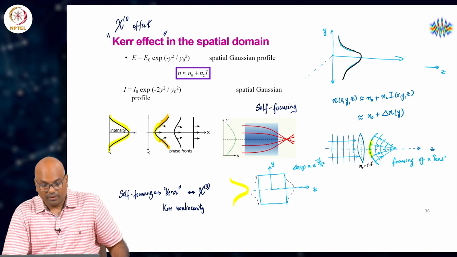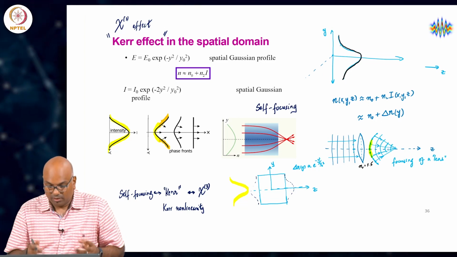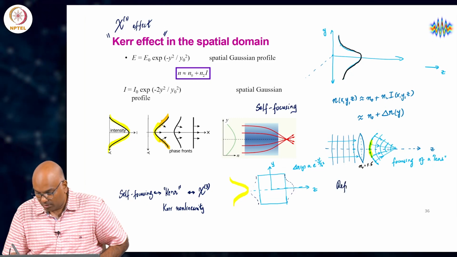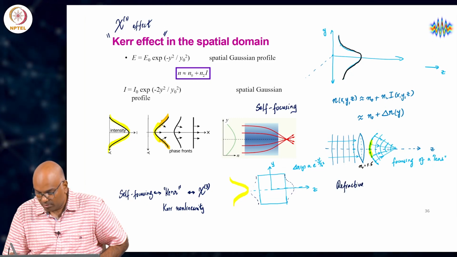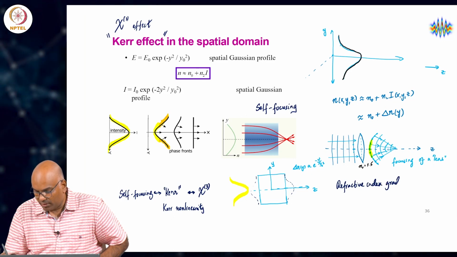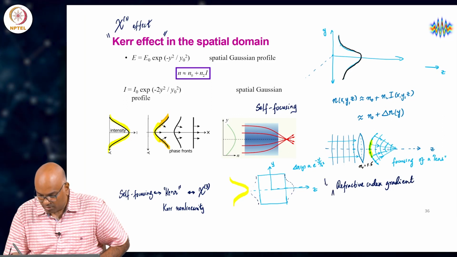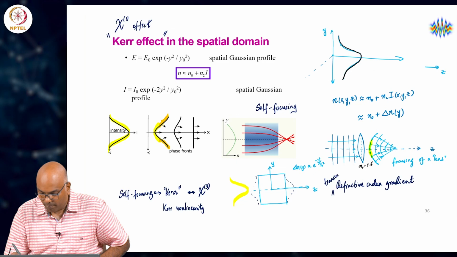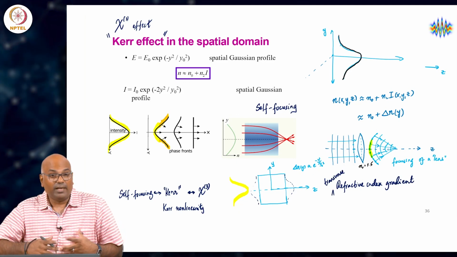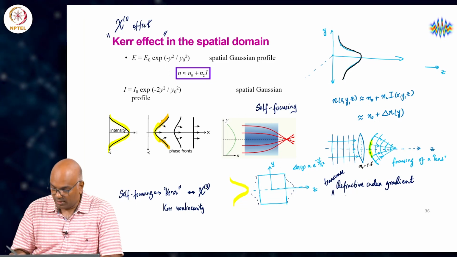Now, these kind of effects where in some sense this medium develops a refractive index gradient, I would actually say a transverse refractive index gradient. So, this is a form of lensing in a medium that is going on, right. So, this is a lensing effect.